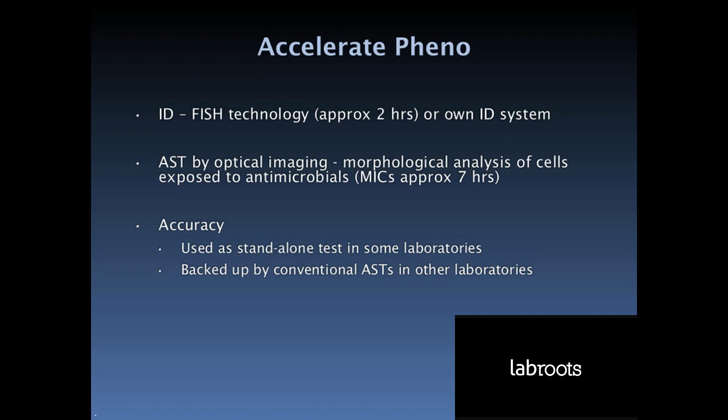Briefly, the Pheno is an identification and antibiotic susceptibility instrument. Identifications can be done by FISH technology in approximately 2 hours or with a laboratory's own system. To me, the susceptibility test is what will determine the future of the Pheno. It is based on novel technology in which cell growth is monitored by powerful imaging technology that compares the morphology of bacterial cells in the presence and absence of antimicrobials. MICs are obtained in approximately 7 hours.